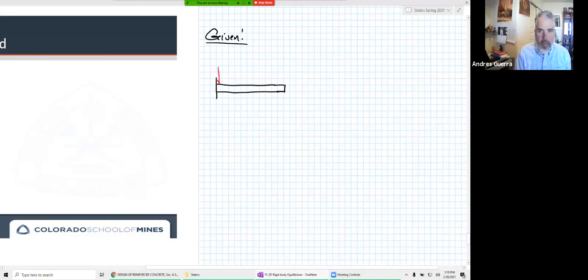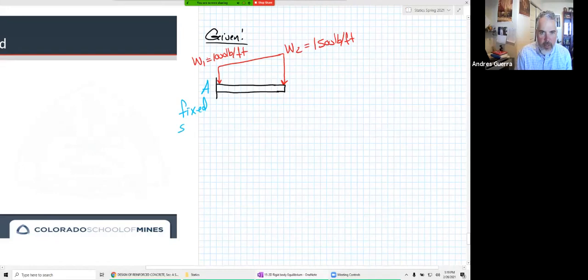Well, let's look at that cantilever there. It's just kind of overhanging, a cantilever is an overhang. If it had a distributed load, let's say the snow piled up on it like this, where maybe over here, W1 is equal to 1,000 pounds per foot. And then on this end, W2 is equal to 1,500 pounds per foot right there. At point A, this is a fixed support. So basically meaning that it prevents translation in both directions. It prevents rotation in both directions.